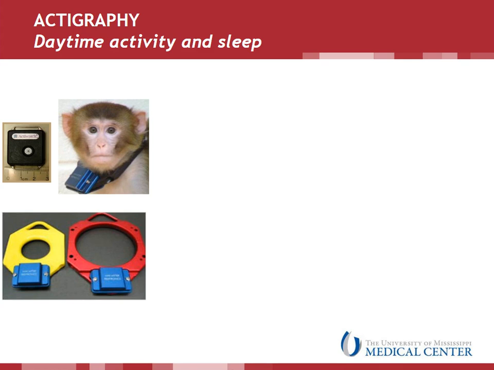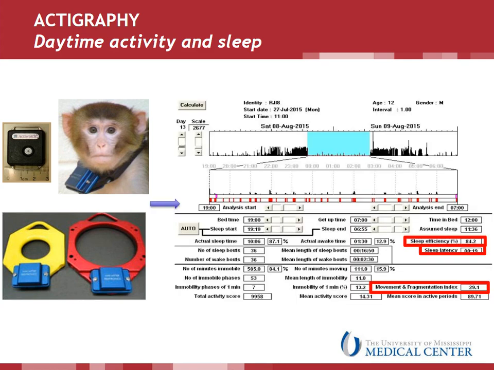And the actigraphs then give us several measures of daytime activity and also activity-based sleep measures, such as sleep efficiency, which is the percentage of the dark phase that the animal spends sleeping, sleep latency, which is the number of minutes it takes for the animal to start sleeping once the lights are turned off at the beginning of the dark cycle, and sleep fragmentation, which is an indirect measure of the number of times the animal wakes up or moves around during the night.